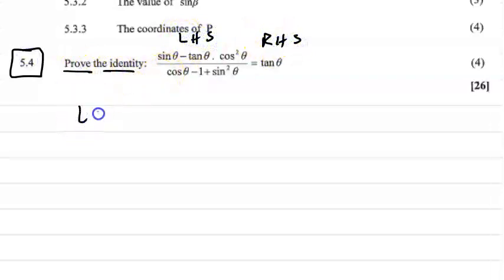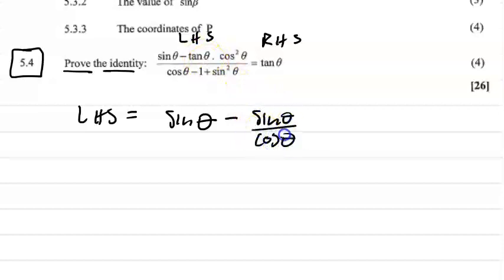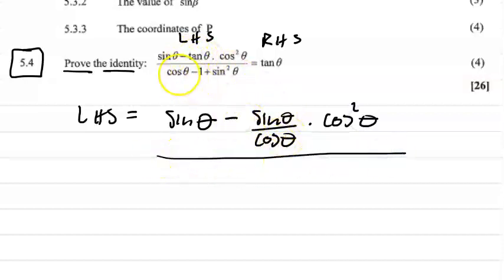So we're going to write down here left hand side equals sine of theta minus tan of theta times cos squared theta. Let's write it as what? Sine theta over cos of theta times cos squared theta. Right? So just remember, whenever you got tan of theta, you want to write sine theta over cos theta, right? Then over here I got cos theta minus 1 plus sine squared theta.